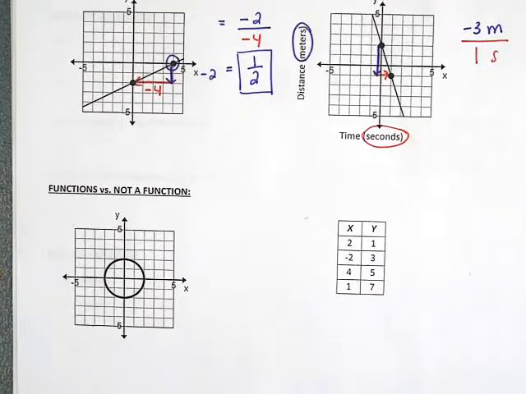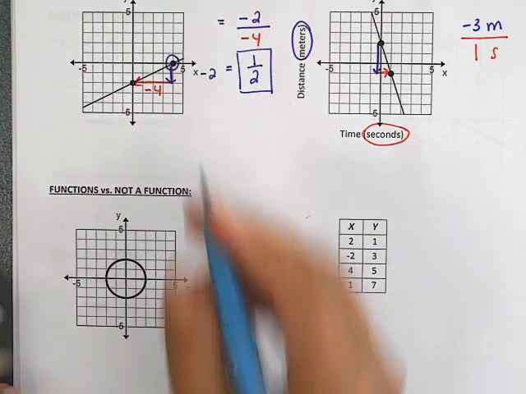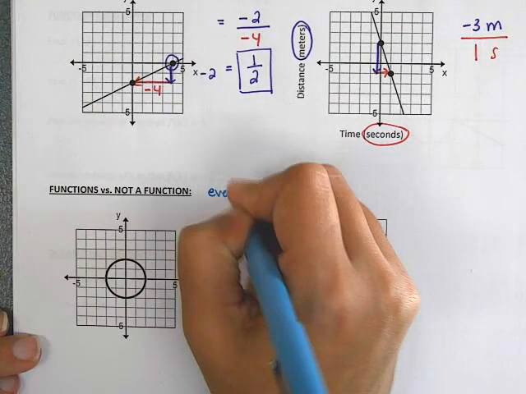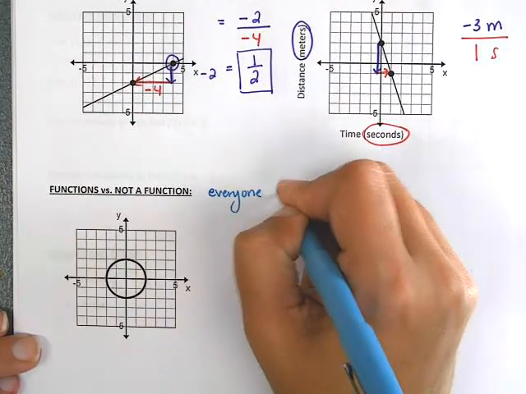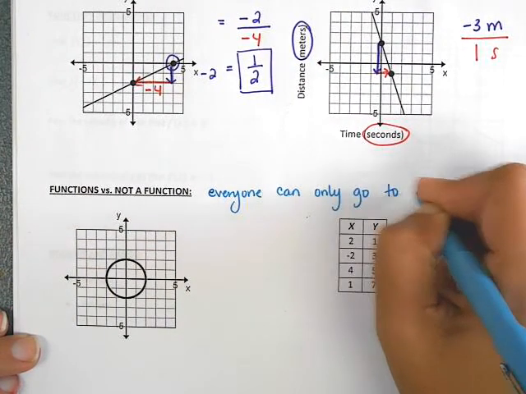Then we started talking about functions. Now, we had some tests to determine whether we have a function or not. We said everyone can only go to one party.